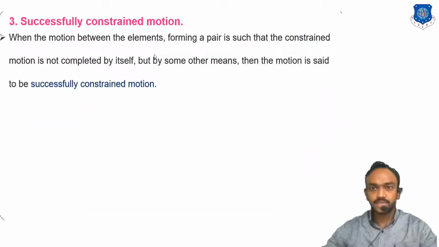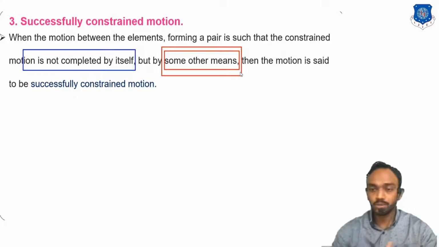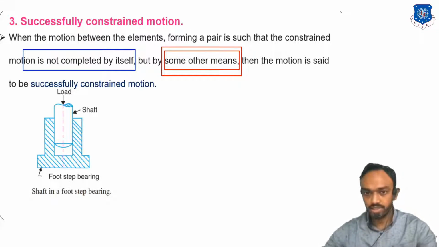Third is the successfully constrained motion. Check the definition. Motion between the elements forming the pair is such that constrained motion is not completed by itself, but by other means. What is by other means? Means there is a possibility of more than one motion, but by other means, applying a spring, a weight, a load, a force, anything, means applying external forces, we make that component constrained. Okay, so that's how.